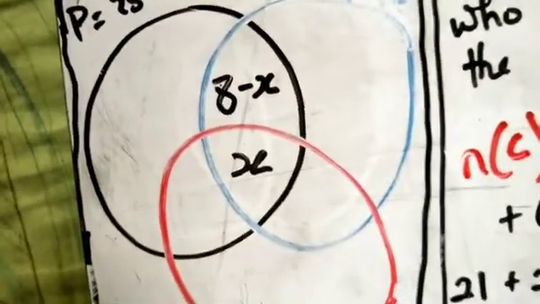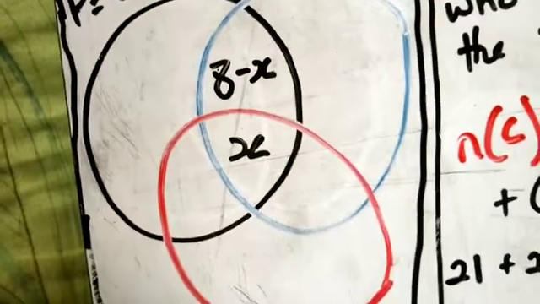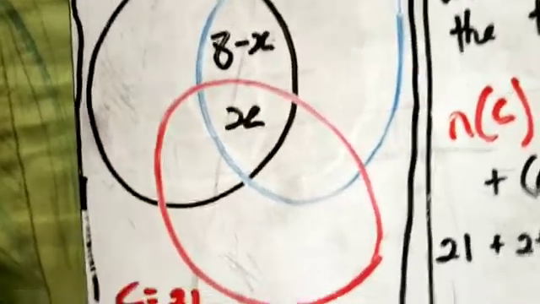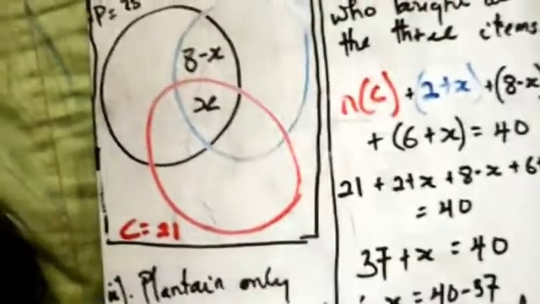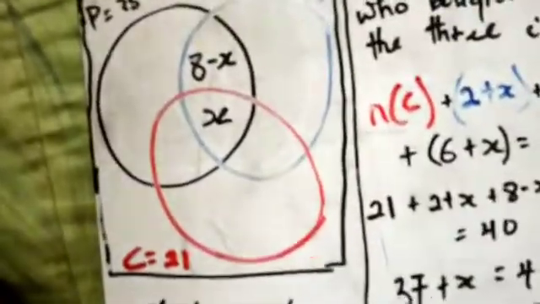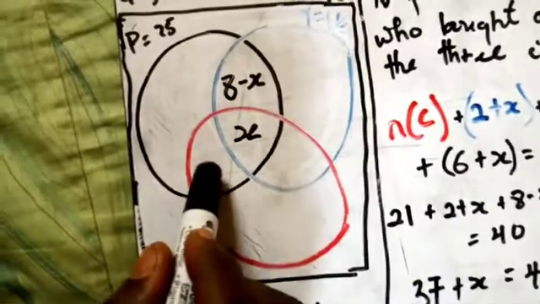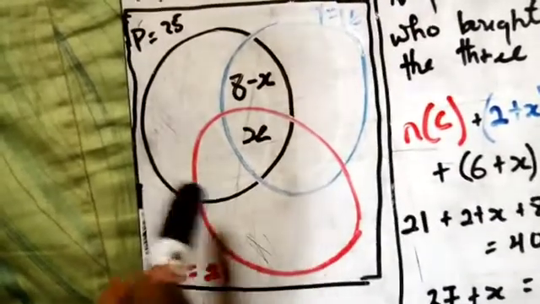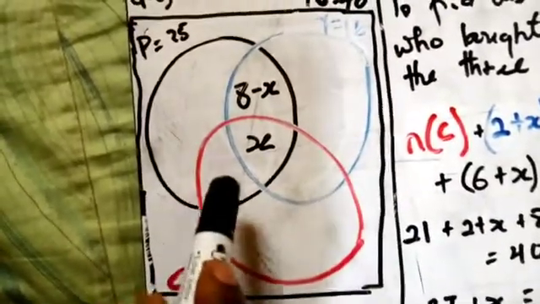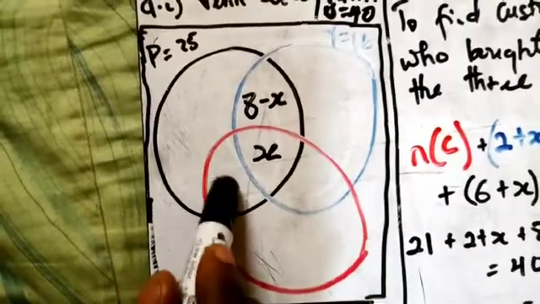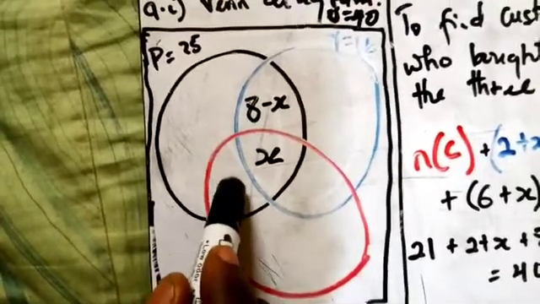Then the question further says that 11 bought plantain and corn. So I think maybe by now you should know what is happening. Is that okay? 11 bought plantain and corn. So those 11, you know that this portion is for plantain and corn only, nothing more, nothing less. Is that okay? This portion is for plantain and corn only.